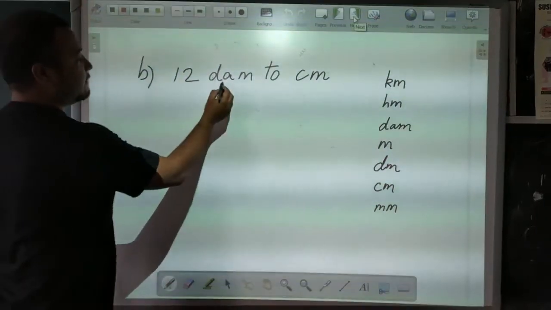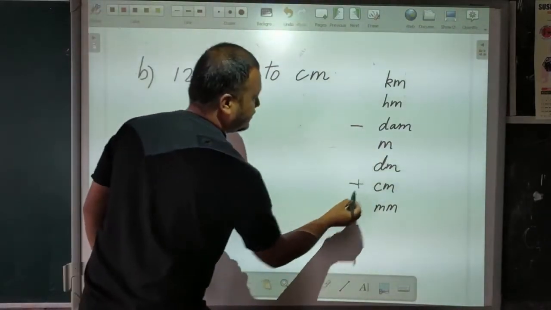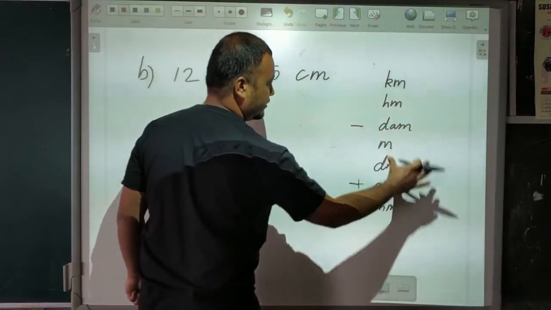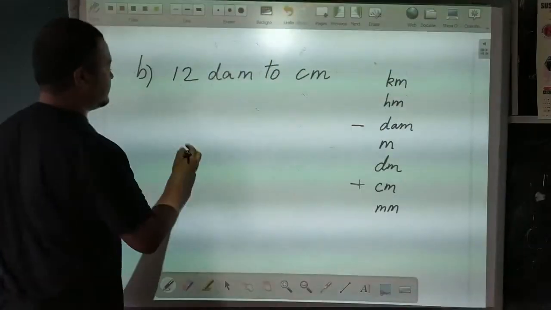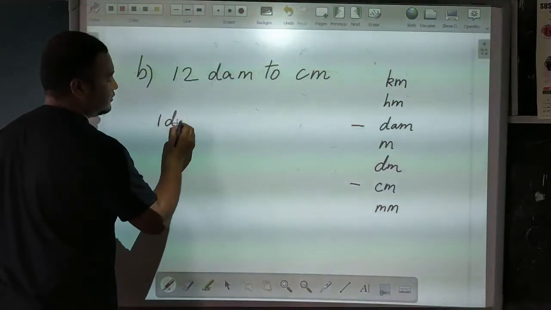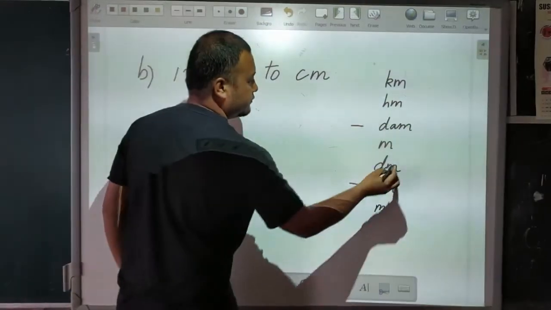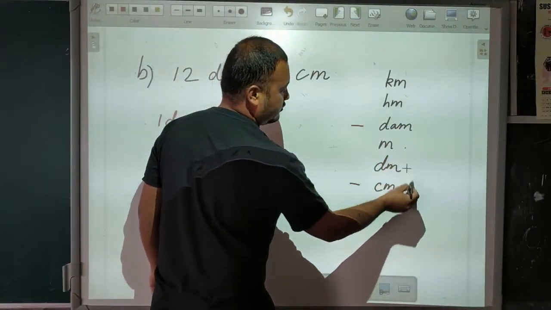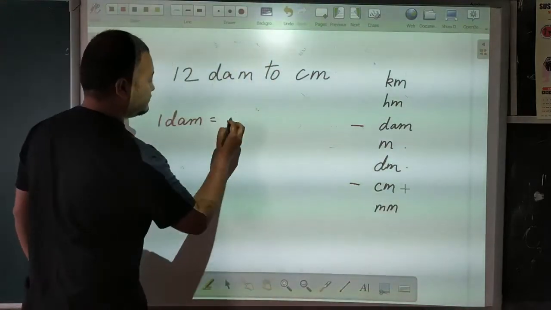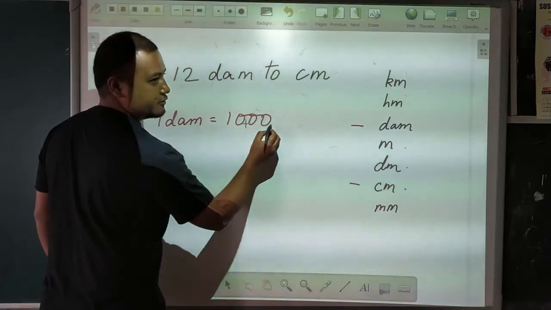Next we have 12 decameter. From decameter to centimeter. So again we are going from a higher unit to a smaller unit. So again we need to multiply. So 1 decameter is equal to, from here to here, how many jumps? 1, 2, 3 steps below. So 1000. 3 steps, so 3 zeros after the 1.